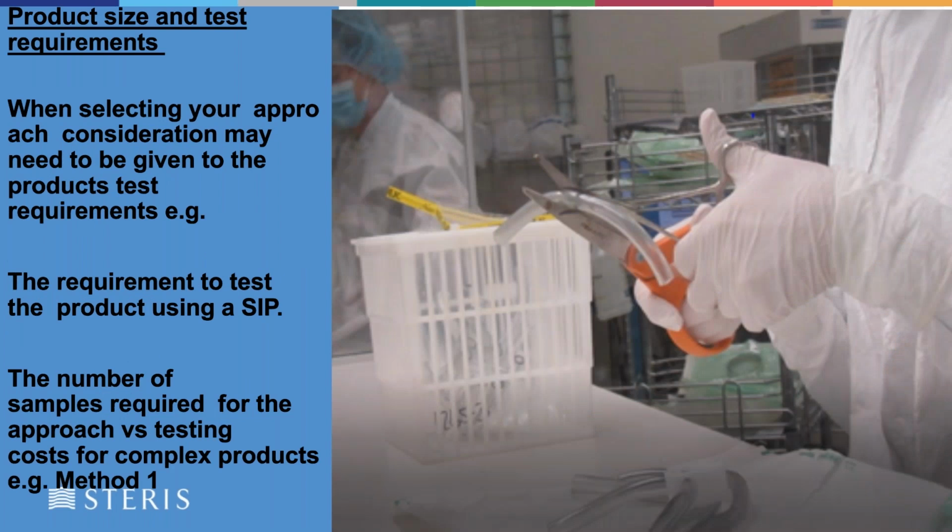Product size and test requirements. Another important facet when selecting your approach, consideration may need to be given to product testing requirements, i.e. if a SIP is going to be required, the requirement to test the product using a SIP, not all approaches will allow or have restrictions on when a SIP can be used. The number of samples required for approach versus the testing costs. For complex products, for example, in method 1, you require 100 samples for test of sterility. A complex product may have a higher testing cost.